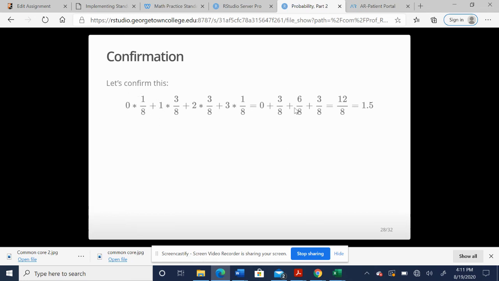So 0 times 1/8, 0. 1 times 3/8, 3/8. 2 times 3/8, 6/8. And 3 times 1/8, 3/8. When we combine those all together, 12/8 or 1.5. As long as it's not a really large probability distribution, I'm most likely to calculate it by hand rather than create lists in R, although either option exists for you.